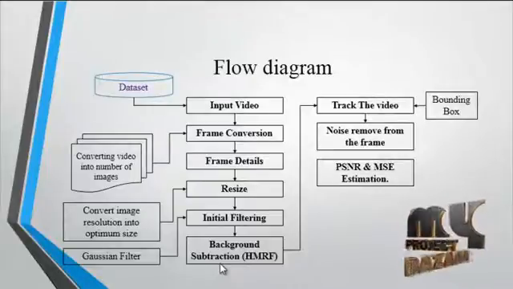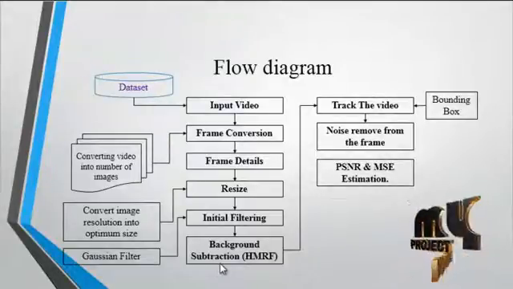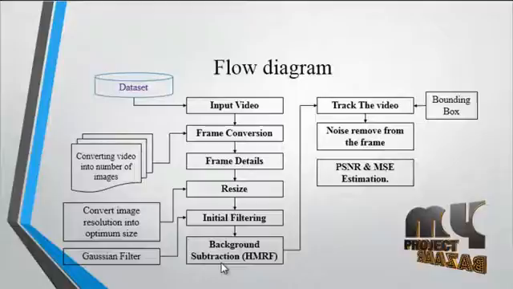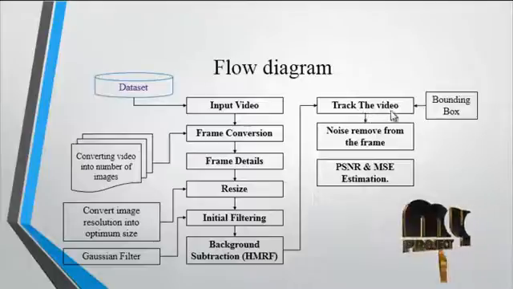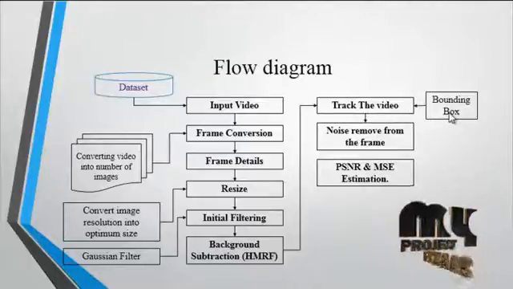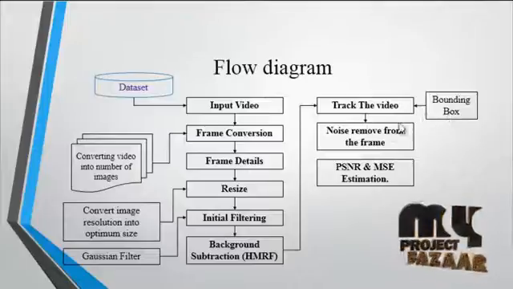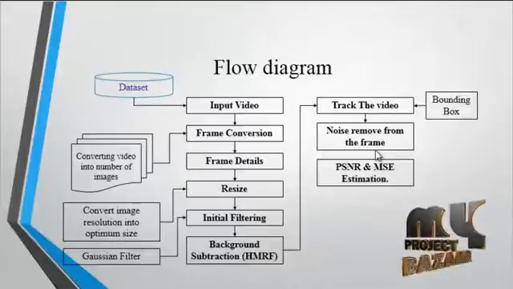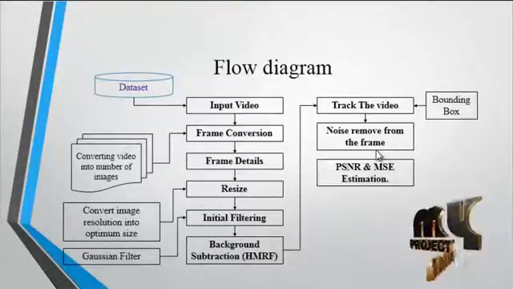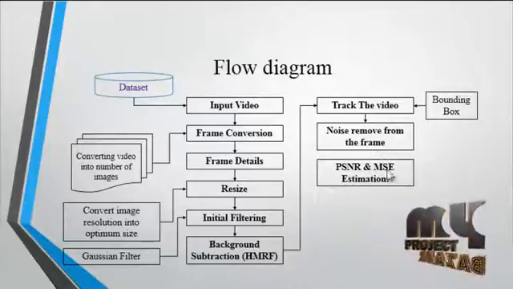In the background subtraction, the first frame is static and the remaining frames are dynamic frames, so that each and every frame present in the video is subtracted and the background eliminated frames are gathered from the background subtraction. After the background subtraction, the tracking is carried out. In the tracking, the bounding box is used to track the moving object and the noise removal is carried out for each and every frame in the tracked video. Only the particular tracking region undergoes the noise removal process. Then the estimations are carried out using the PSNR and the MSE estimations.